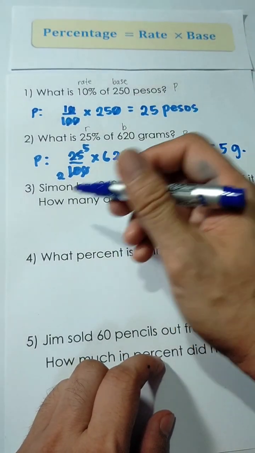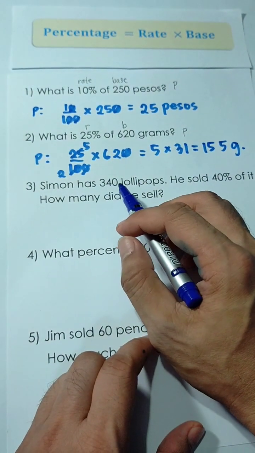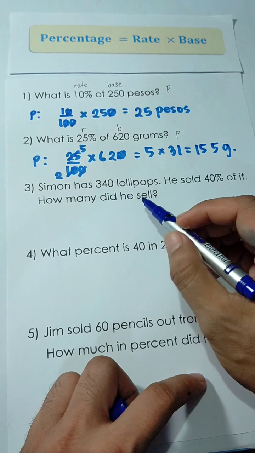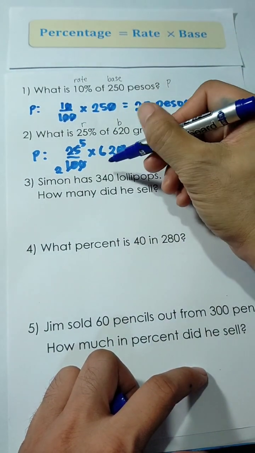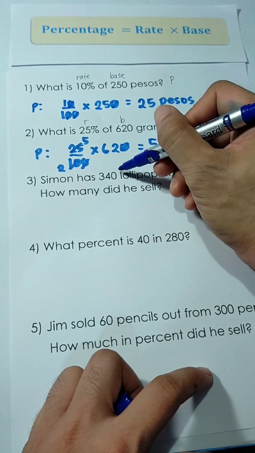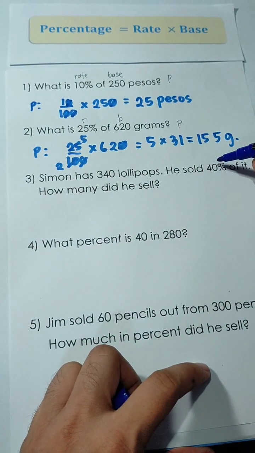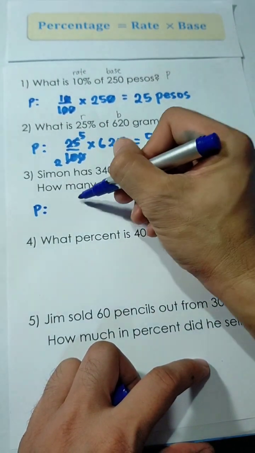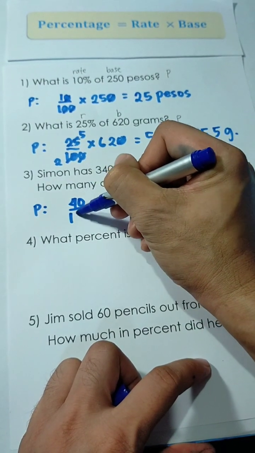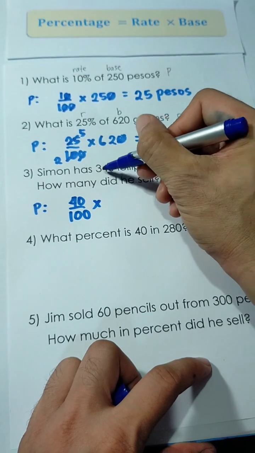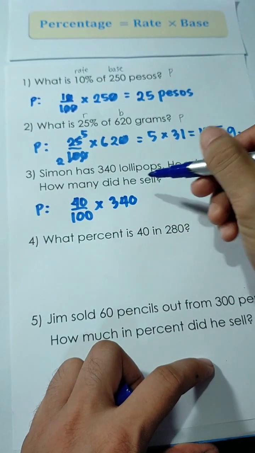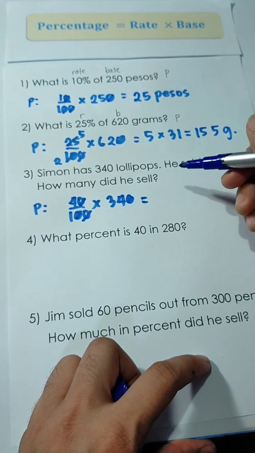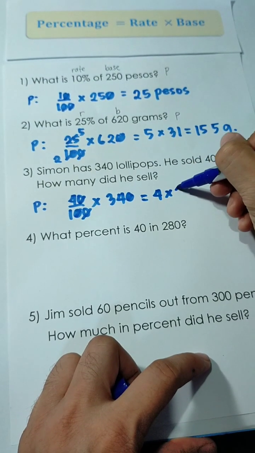Okay. Number 3. Simon has 340 lollipops. He sold 40% of it. How many did he sell? Okay, so 340 lollipops is the base, and this is the rate. So we're looking for the percentage again. 40% times the base. We pair the zeros. And then we reduce to 4 times 34.